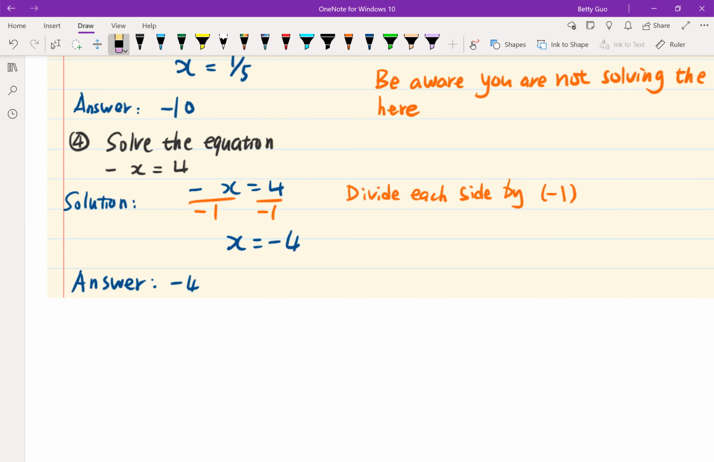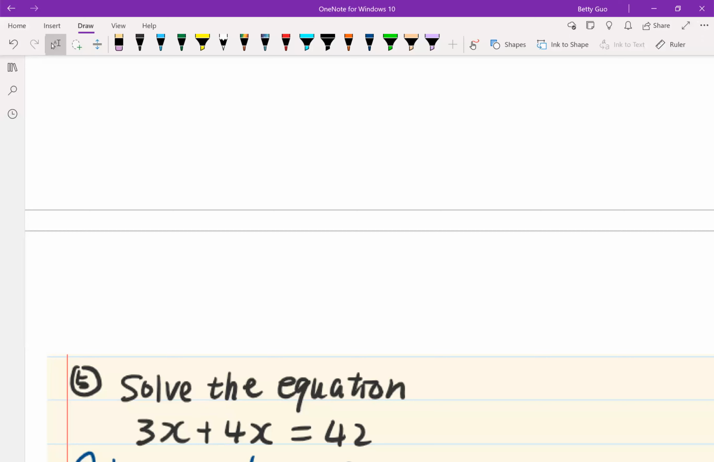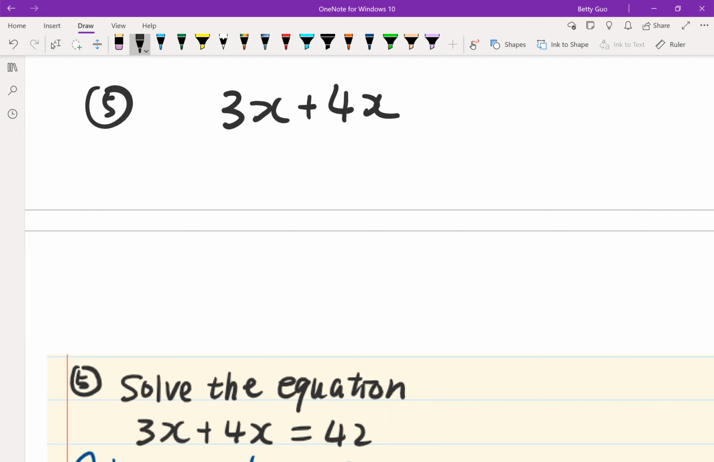Next up, number 5. Solve the equation. Let me write here, number 5. You are solving 3x plus 4x equals 42. I give you a couple minutes first. You would have the same feeling tomorrow when you see this problem, and you would know if you are able to handle it tomorrow or not. Give you a couple minutes.